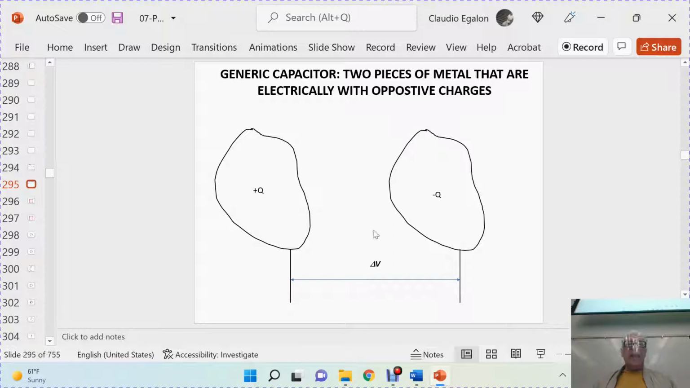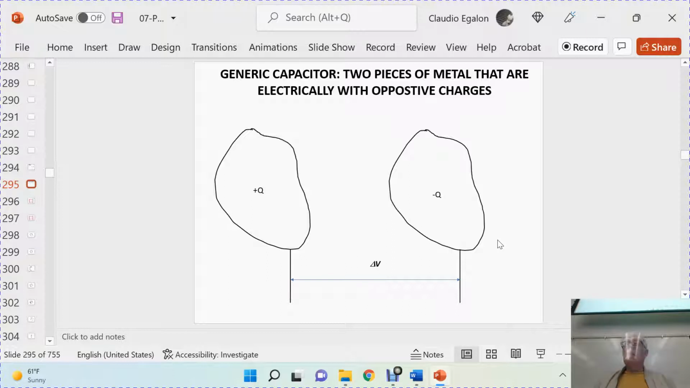When you get something like that, those two conductors are going to have a difference of potential. They're going to be held at two different potentials. This guy is going to be held at one potential, and this other is going to be held at another potential. Okay? And like I said, this one is the most generic configuration of a capacitor.